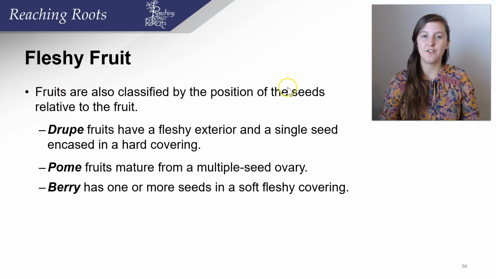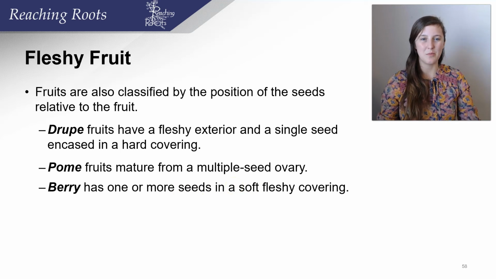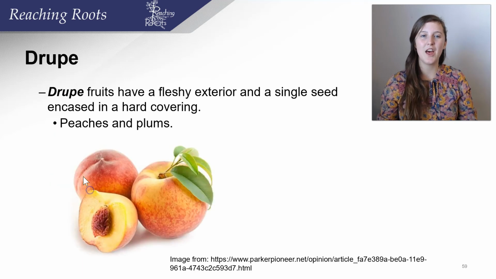Fleshy fruits are classified by the position of the seed relative to the fruit. For example, drupe fruits have a fleshy exterior and a single seed encased in a hard covering. Pome fruits mature from a multi-seed ovary, and berries have one or more seeds in a soft, fleshy covering. Let's go through examples of these three. You'll need to know the difference between drupe, pome, and berry. A drupe example are peaches and plums. Again, we have this fleshy exterior with a single seed encased in a hard covering, a peach or a plum.